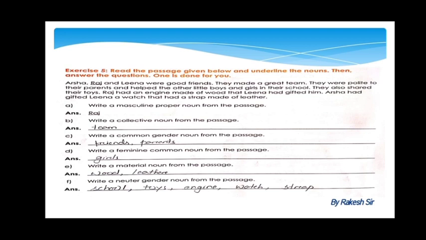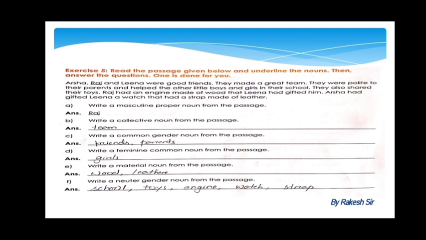Now we will move to the question section. Write a masculine proper noun from the passage. This answer is already given to you: Raj. Masculine means referring to male. In this passage only one male is there, and that is also a proper noun. The names are written with capital letters, so Raj is the answer.